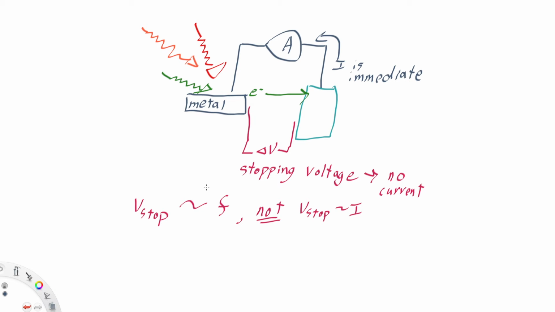And it's not total amount of energy either, right? So the stopping voltage, which is a way of measuring how much kinetic energy these electrons get kicked off with, doesn't depend on how much light you're shining on the metal, only on what kind of light you're shining on the metal.